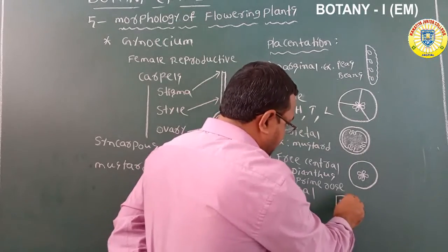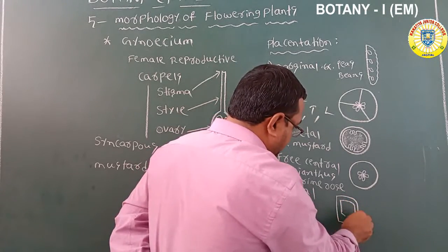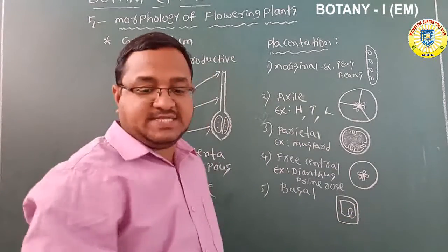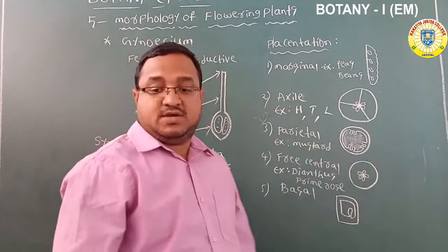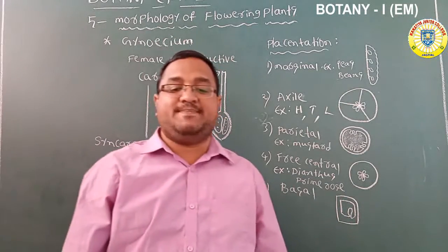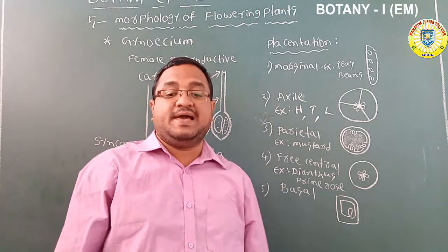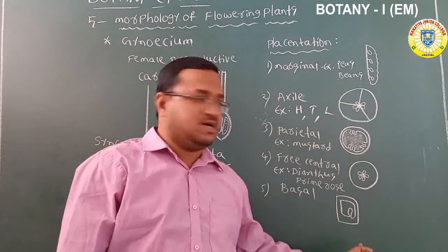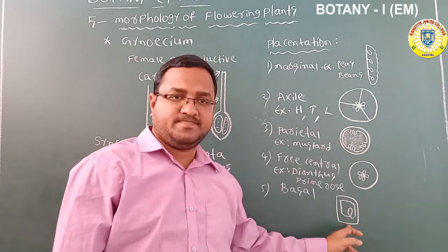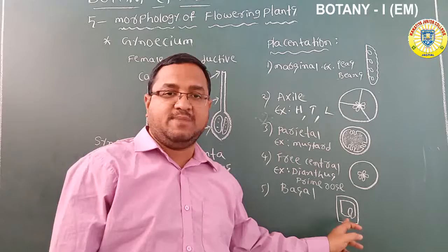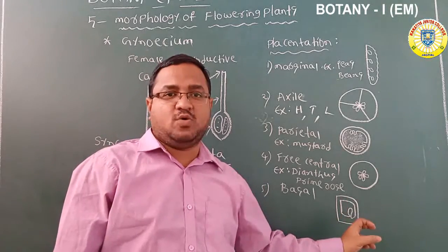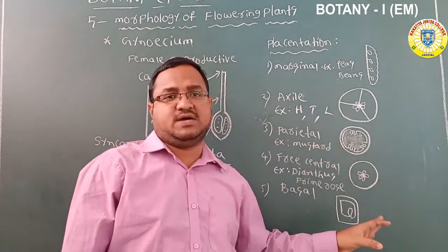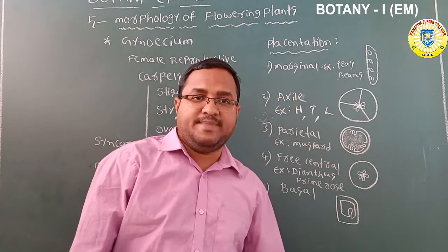Here you can see the placenta is developed at the base of the ovary only. A single ovule is attached to the placenta. At the base of the ovary only, the placenta is developed. So a single ovule is present on the placenta at the base. That is called basal placentation.